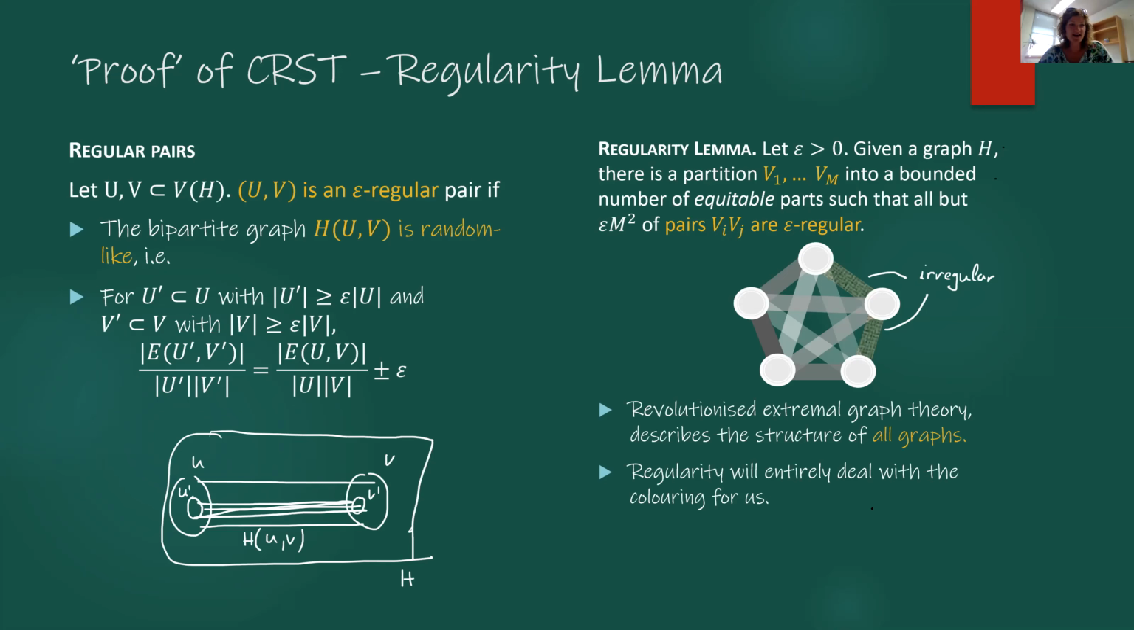In our case, regularity will entirely deal with the red-blue coloring, which again, an enemy comes and does the coloring, so we have no control of that, but the regularity will entirely deal with that for us. And why do we care about these regular pairs? Well, these regular pairs are very useful for embedding. We'll see that at the end of the proof. Okay, so let's go into the proof, unless there are any questions about this statement.